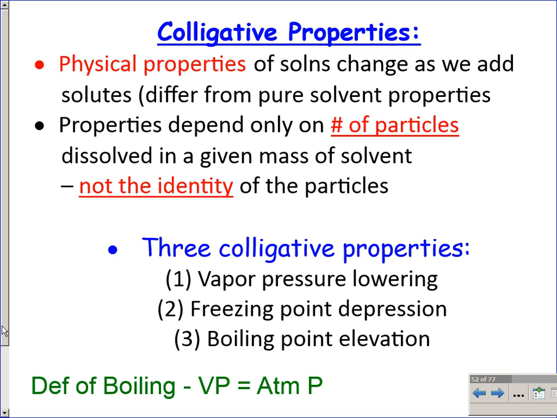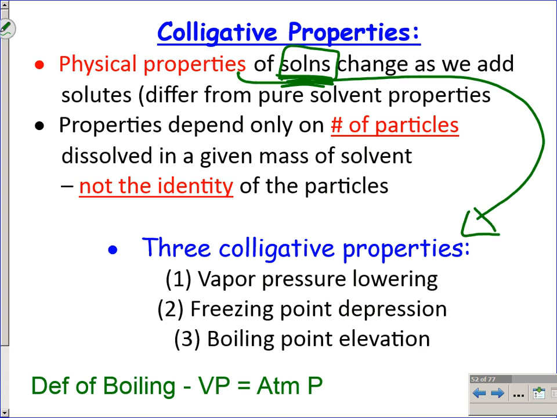We have made a solution after we put solutes and solvents together. So these properties we're modifying, which are these physical properties, freezing point, boiling point, and vapor pressure in particular here, will change in magnitude based on what we put in the solutions, be it ionic compounds or covalent compounds.